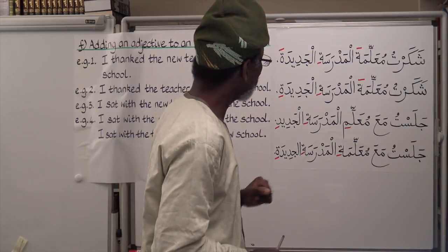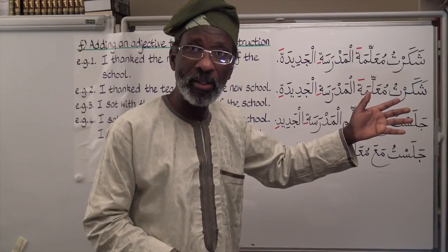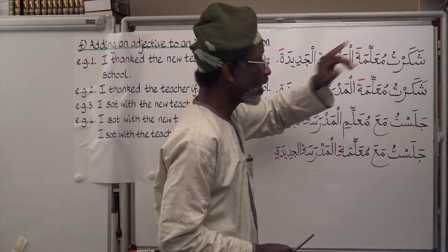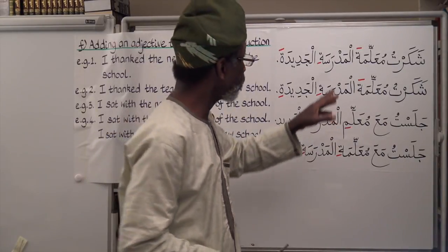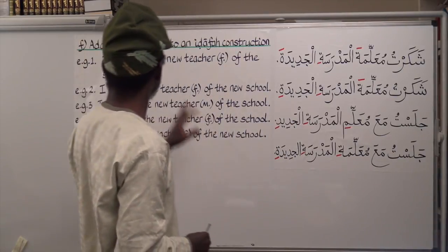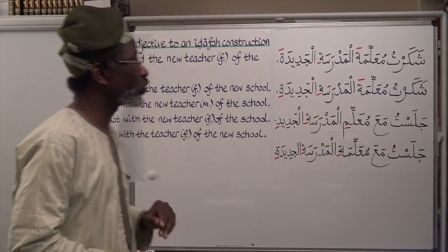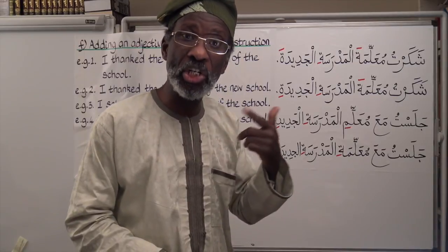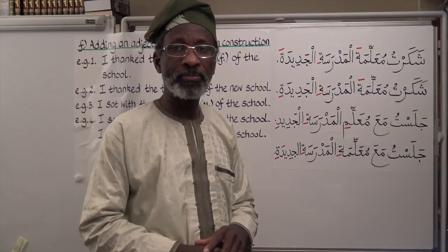Now, let's have a look at this one. No, that's genitive case ending. That cannot be the owner of this adjective. Muallimata is the accusative ending. So we can tell the school is not the new one. No, it is the teacher who is the new one. That's why we say, I thank the new teacher of the school. Shakartu muallimata al-madrasati al-jadidata. So al-jadidata belongs to muallima.